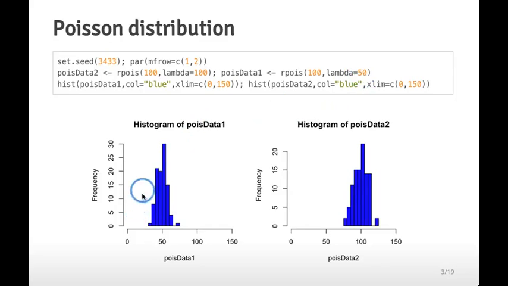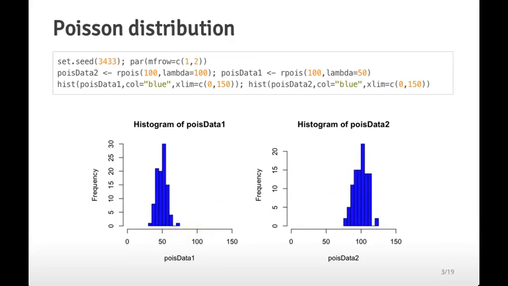If you look at a histogram of the two different Poisson distributions, one where the rate is 100 and one where the rate is 50, two things are different here. First of all, obviously the center of the distribution changes. Here it's at 50 and here it's at 100. You can also see that the spread gets a little bit bigger. So here the spread is smaller than the spread of this distribution here.